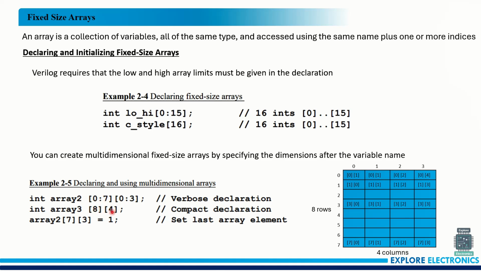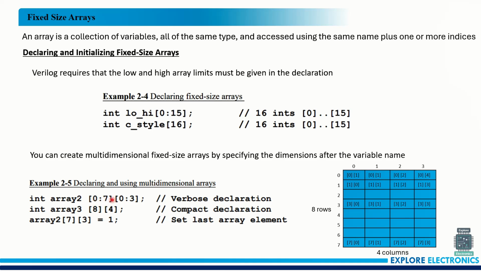Here you can see the same type of declaration can be done directly using a compact declaration, that is [8][4]. It indicates 8 rows and 4 columns. The first row will start with 0, and similarly the first column will start with 0. Suppose you represent this verbose declaration in a reverse manner, 7 down to 0, the first one will be represented as 7, right?